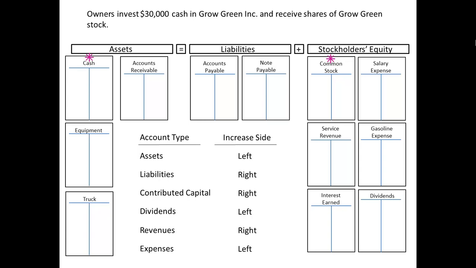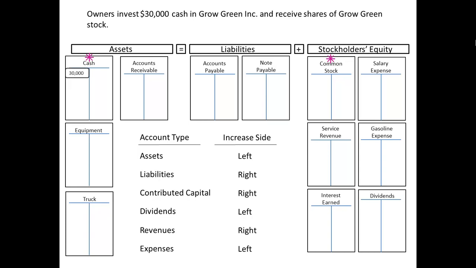Let's start with cash. What type of account is cash? Is it an asset, liability, contributed capital, dividends, revenue, or expense? Cash is an asset, something the business owns. The second question is, what is the increase side for this account type for assets? Left. Assets increase on the left. The third question is, did this transaction cause Grow Green's cash to increase or decrease? Grow Green's cash increased. So we'll record the $30,000 on the increase side or the left side of the cash account.